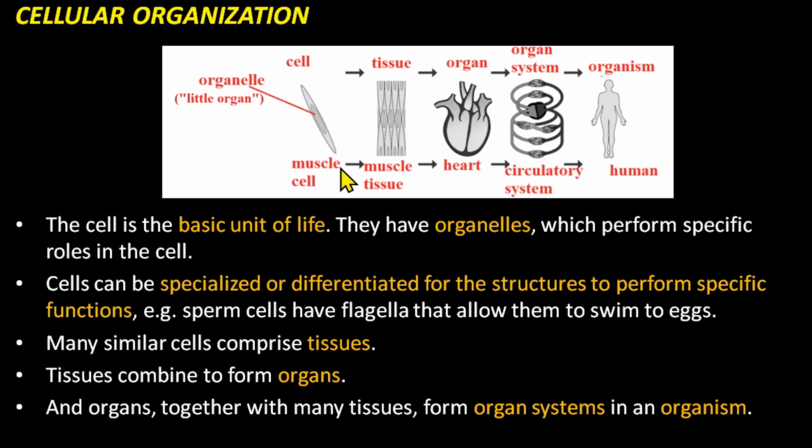Now many similar cells comprise tissues, and many similar tissues combine to form organs. In this case here, we could have muscle cells that form cardiac muscle tissue, which is found in the heart. And the heart is part of a bigger organ system that is called the circulatory system. So organs together with many tissues form organ systems in an organism. So the order here is going to be organelle, cell, tissue, organ, organ system, organism in terms of increasing complexity.